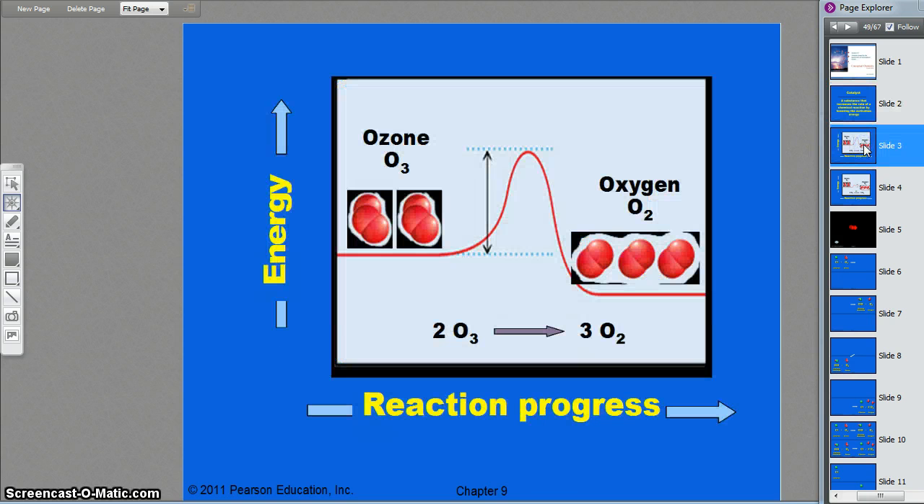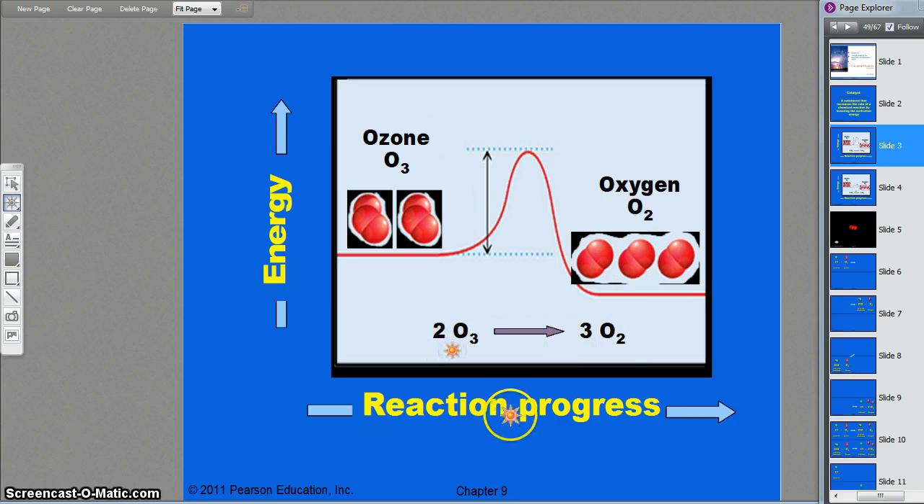So, UV rays, that's ultraviolet rays, break apart chlorofluorocarbons, that's CFCs, and produce free chlorine atoms, which speed up the rate at which ozone molecules are used up or destroyed. They become oxygen molecules. So here you can see two ozone molecules, and there's an activation energy here, that's this hump. And then you can see three oxygen molecules.